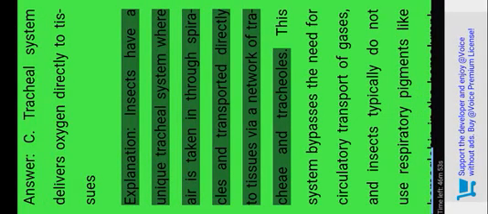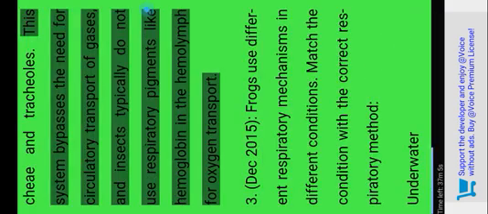Explanation: Insects have a unique tracheal system where air is taken in through spiracles and transported directly to tissues via a network of tracheae and tracheoles. This system bypasses the need for circulatory transport of gases, and insects typically do not use respiratory pigments like hemoglobin and the hemolymph for oxygen transport.